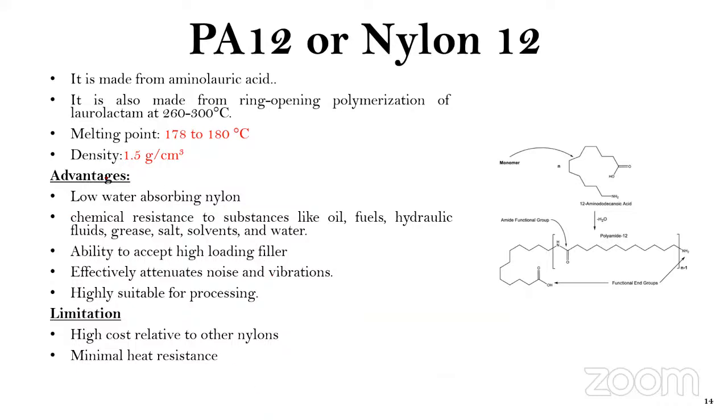We have another nylon, that is nylon 12, and that we get from 12-aminododecanoic acid. Here H2O will be released, and we get polyamide 12. If you calculate, they have 12 carbons in that, and that is the reason. This is known as aminolauric acid or 12-aminododecanoic acid also. It is also made from ring opening polymerization of laurolactam at 260 to 300 degrees Celsius. It has a melting point of 178 to 180 degrees Celsius. As compared to other nylons, this is a very low melting point, and the density is 1.5 gram per cubic centimeter.